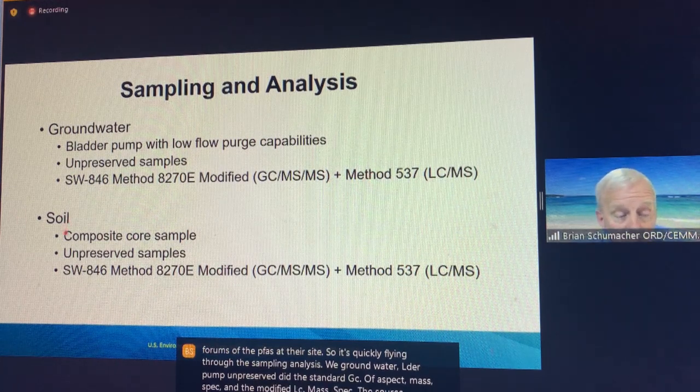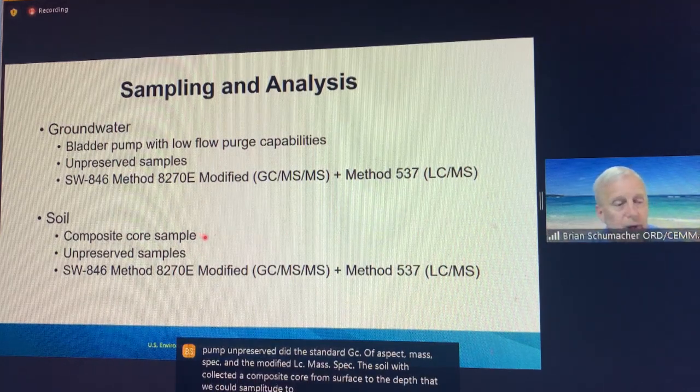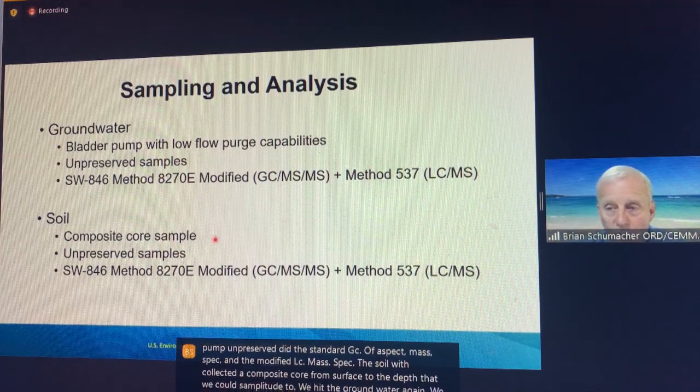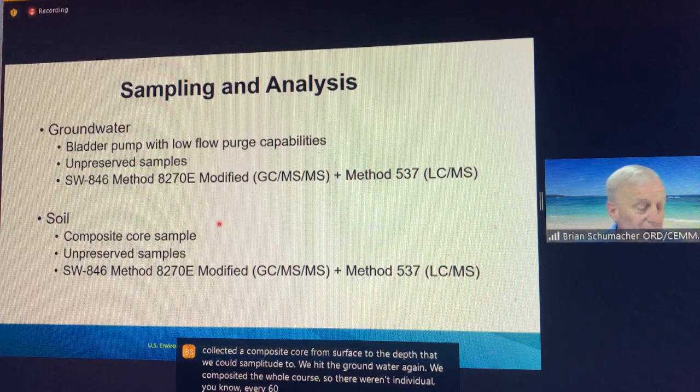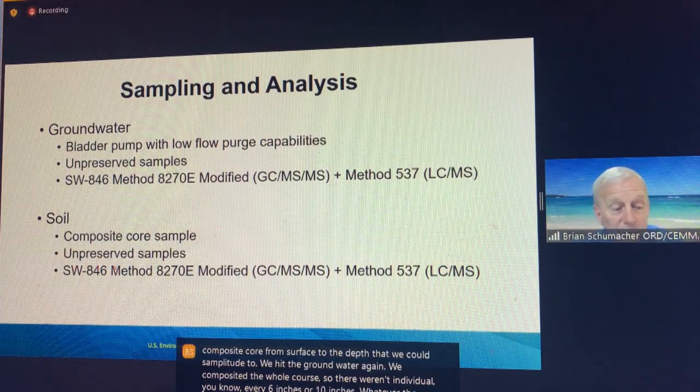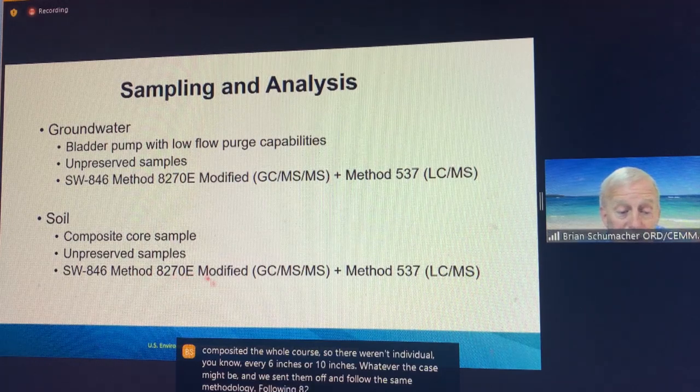For the soil, we collected a composite core from the surface to the depth that we could sample, until we hit the groundwater. Again, we composited the whole core, so there weren't individual samples every 6 inches or 10 inches, whatever the case might be. And we sent them off and followed the same methodology, following 8270E modified or method 537.